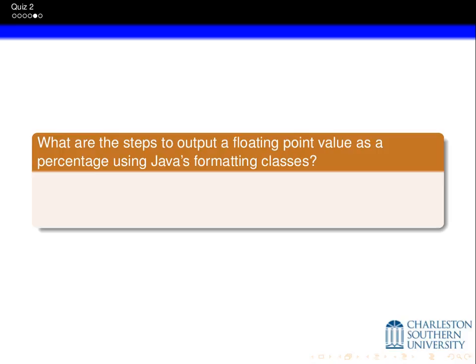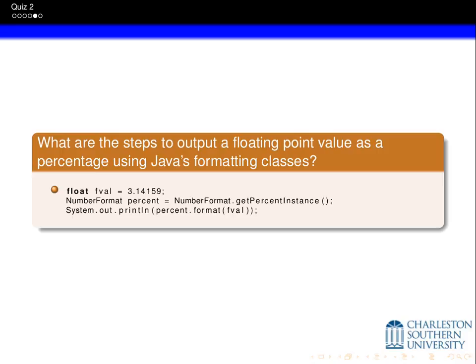All right. No one's going to know this off the top of their head. The steps to output a floating point value as a percent using Java's formatting classes. Great. I don't know that. Yeah, no one's going to know this. That's fine. The quiz is really an exercise of looking it up and figuring it out. System.out, that's right. So you initialize a float fval. So we're creating an identifier called fval that is of type float, and we're going to set its initial value to 3.14159.